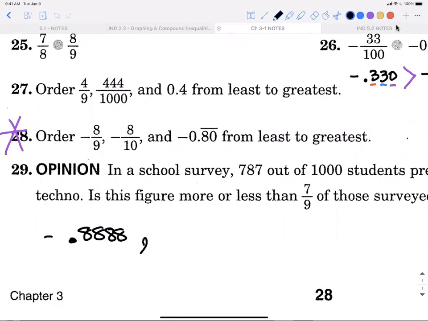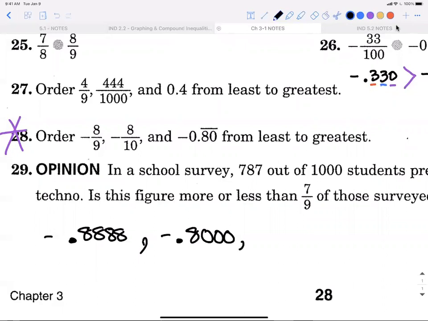Then my next number is -8/10. So 8 divided by 10 is -0.8, and it doesn't repeat. But I'm going to take it out to 4 decimals. So what am I going to add here? Yeah, I'm just going to add 3 zeros. That way everybody's out to the 4th.